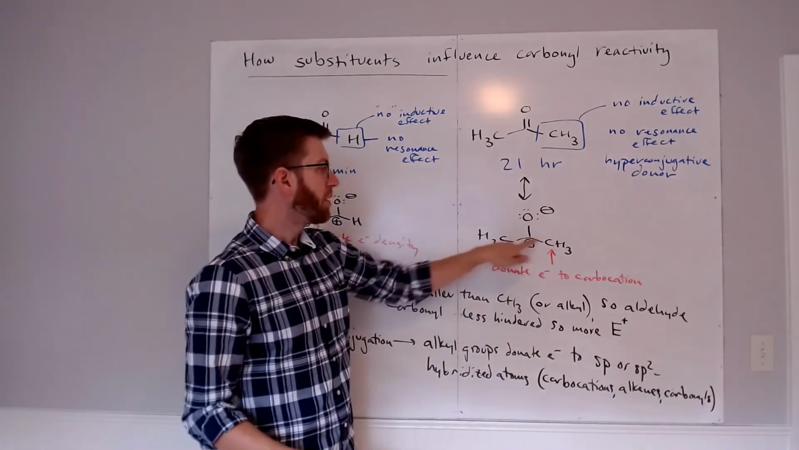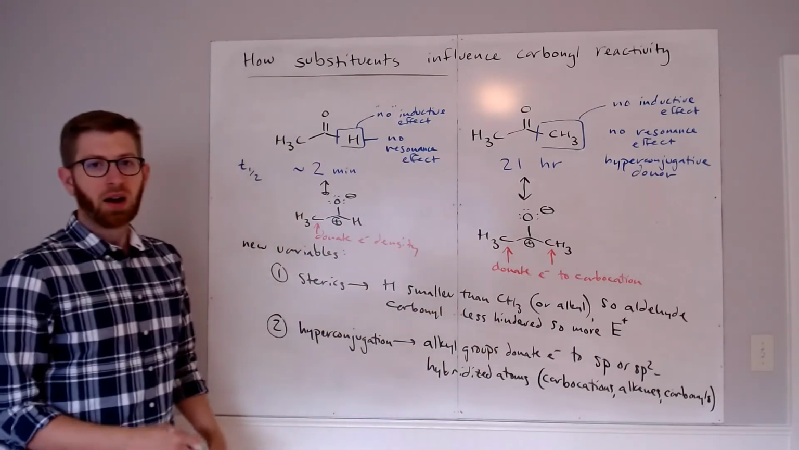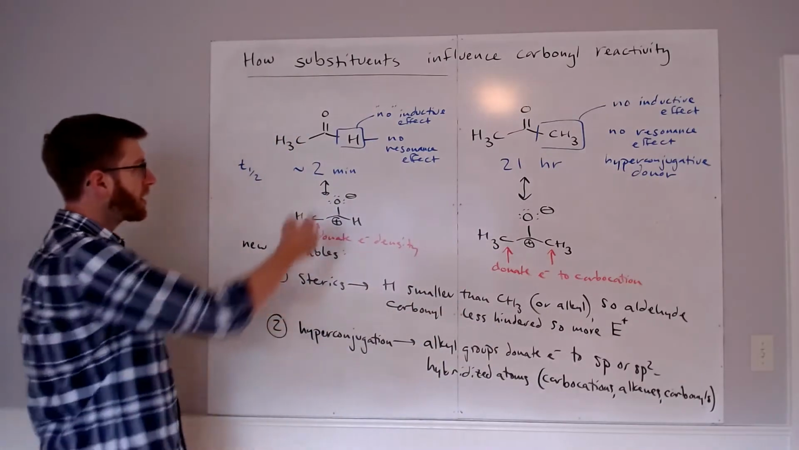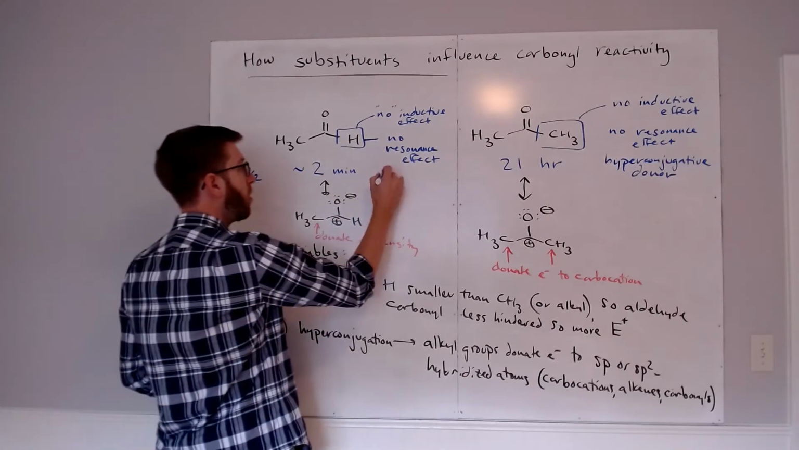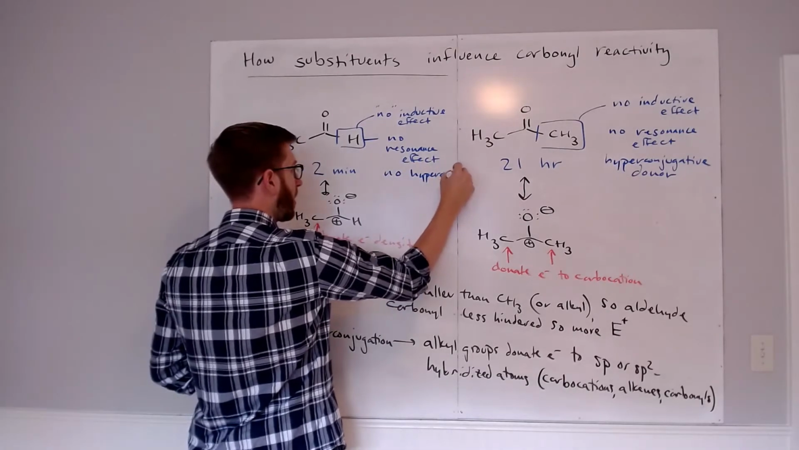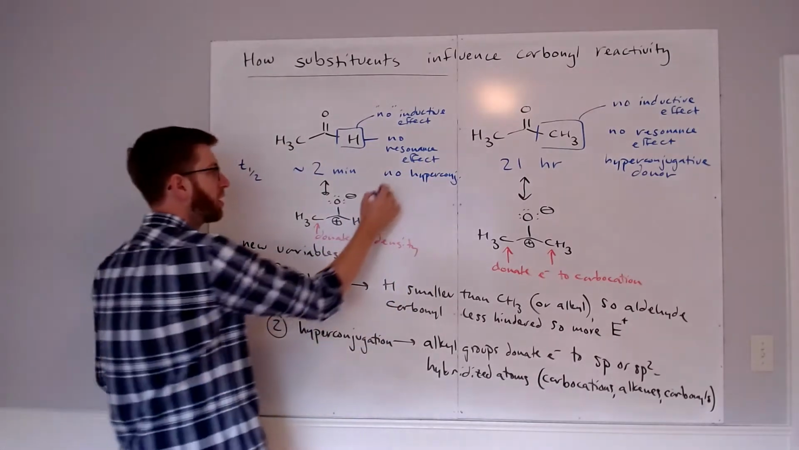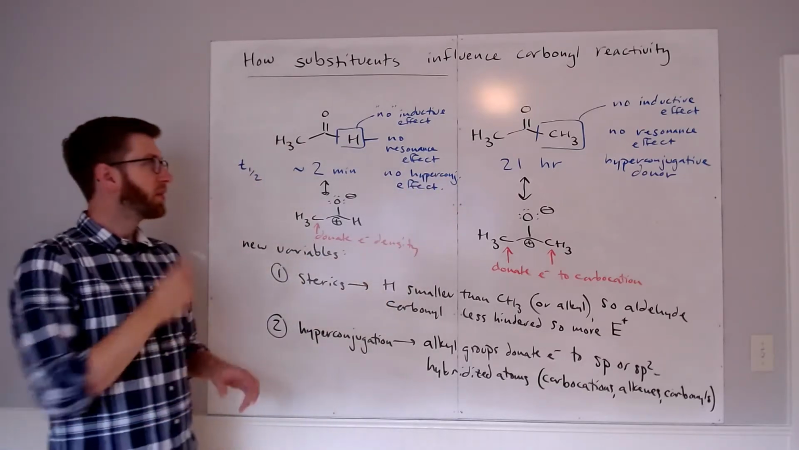We would see that maybe a little bit more clearly if we were to analyze the minor resonance structures of the carbonyls. So on the other hand, this hydrogen is not an alkyl substituent. So there is no hyperconjugation effect, which I'm going to abbreviate as hyperconj. So now we can start to see where these differences arise.